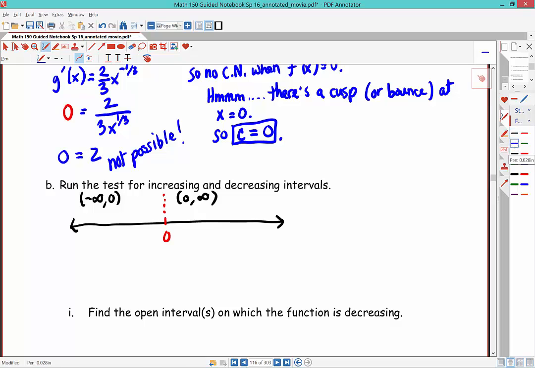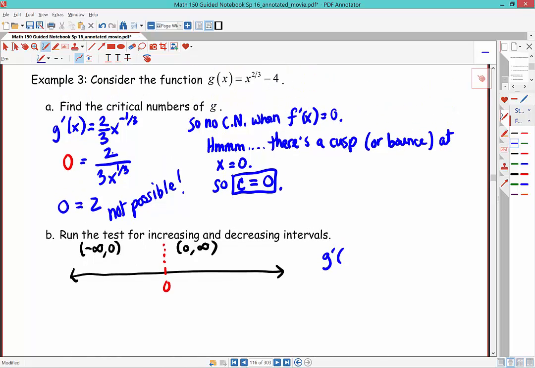And our derivative function was g prime. Oh, and you know what? I forgot I had a g here. Let's change this over here to g prime. So g prime at x was equal to 2 over 3 times, I'll write it as the cube root of x. And why don't we test -1 and 1? Those will be easy test values.